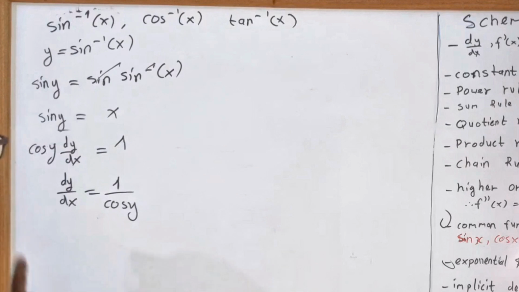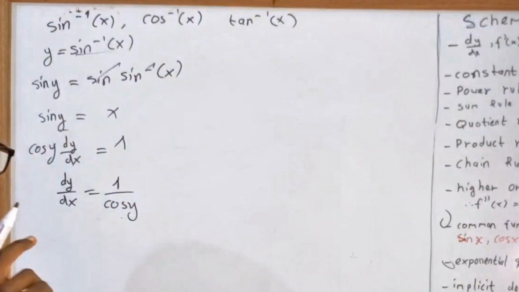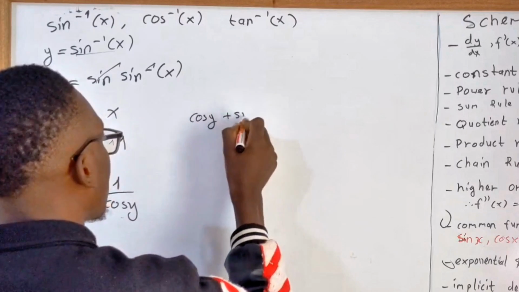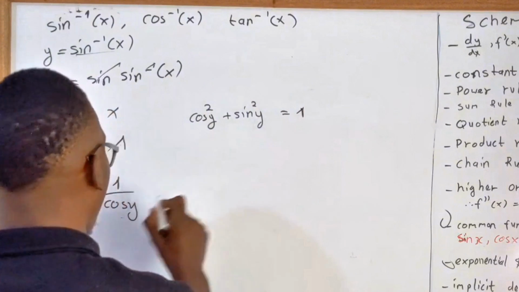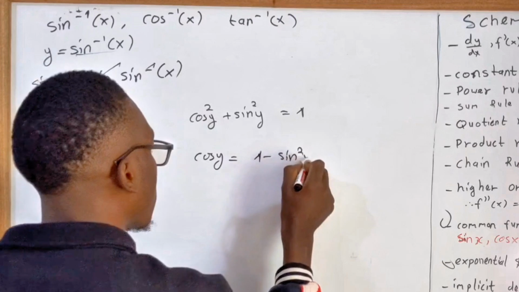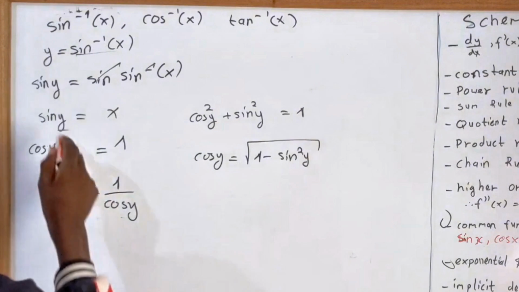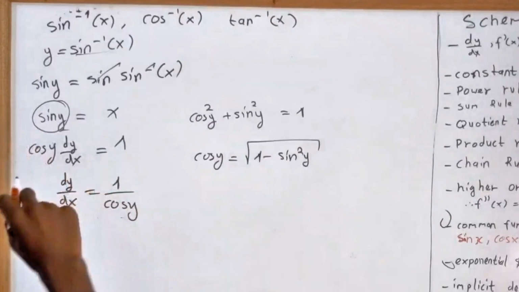We are already moving on, but we know that cos y is equal to what? Because we have a sine here and we have a cos, we can bring it back. Actually, we know that cos squared y plus sine squared y is equal to 1. Therefore, our cos y is equal to the square root of 1 minus sine squared y. From here, we know that sine y is equal to x. Therefore, sine squared y is equal to x squared.